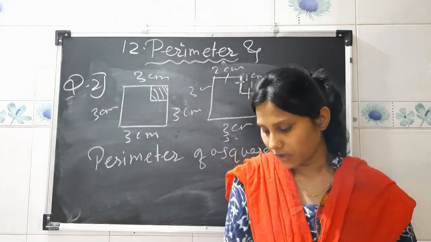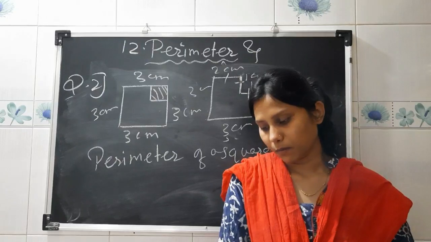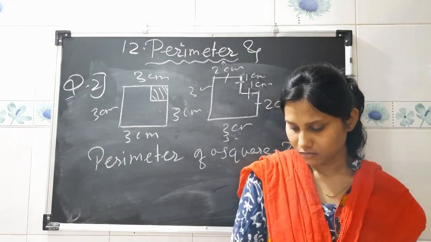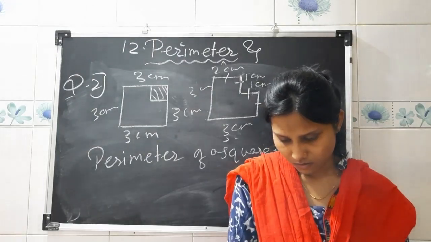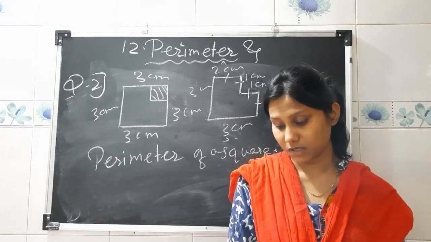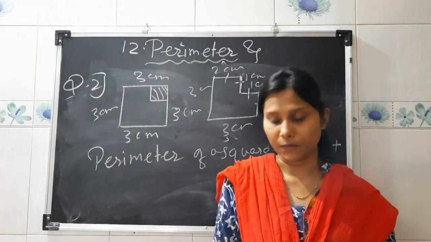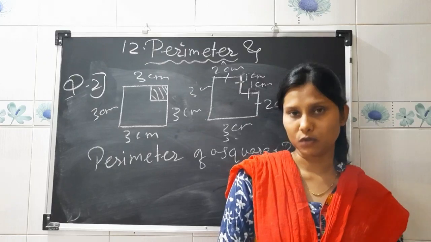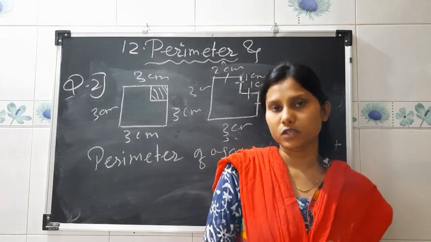So in this way we have completed our problem set 48, which is very simple. In the next lecture we will see the solved examples based on word problems given on page number 70 of your textbook. Also we will see the formula for finding the perimeter of a rectangle and the perimeter of a square.